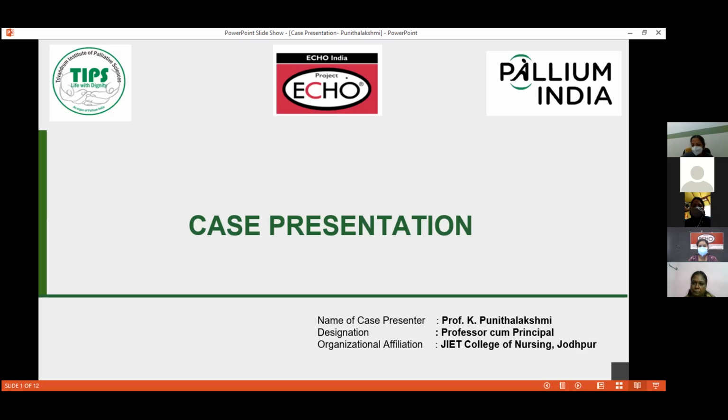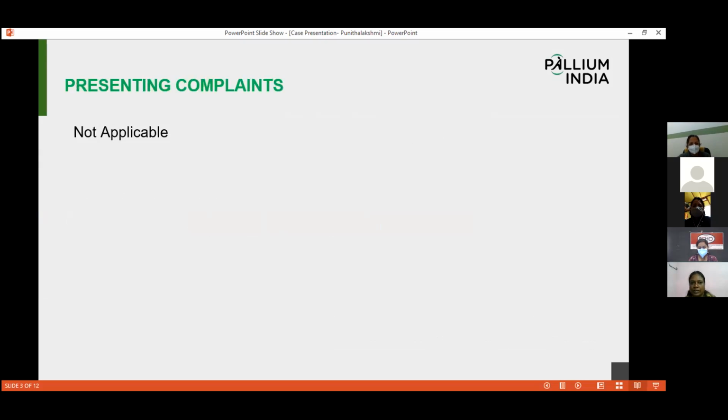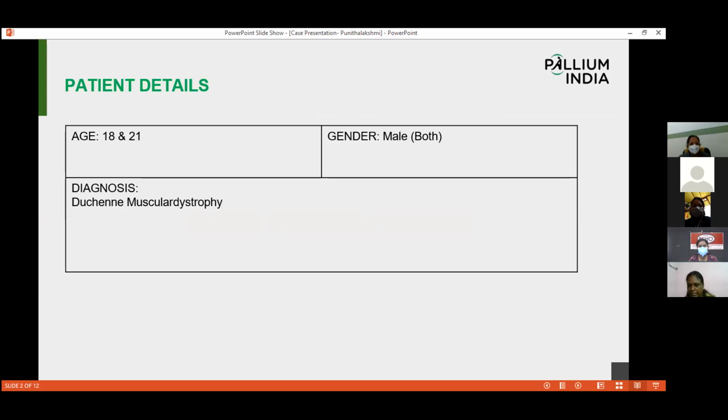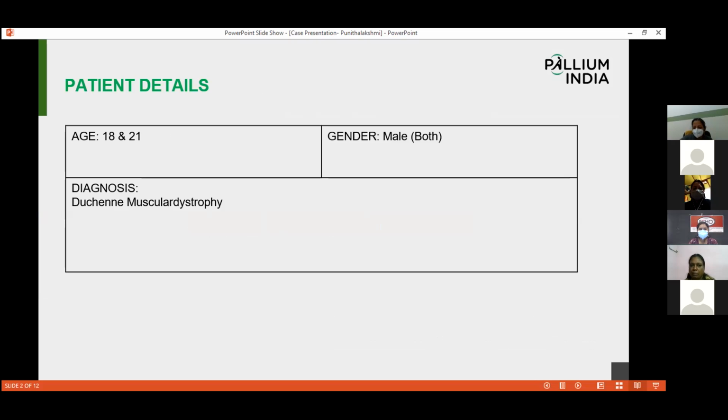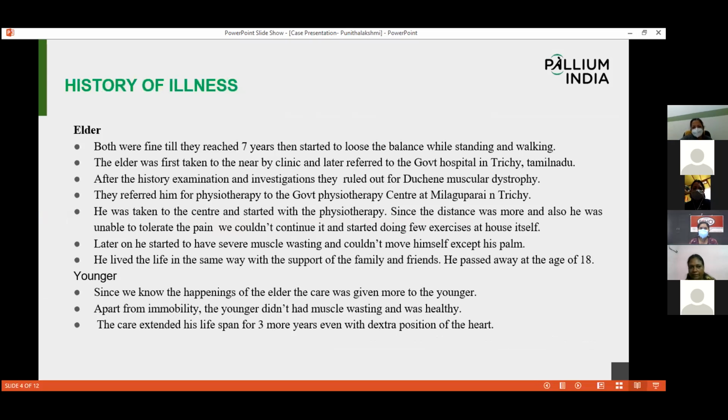Next slide, please. The history is a first degree consanguineous marriage in the family, and four children were born in the same family, but the second and fourth were affected with muscular dystrophy, and both of them passed away at the age of 18 and 21 respectively. The diagnosis is Duchenne muscular dystrophy, and right now they are not alive.